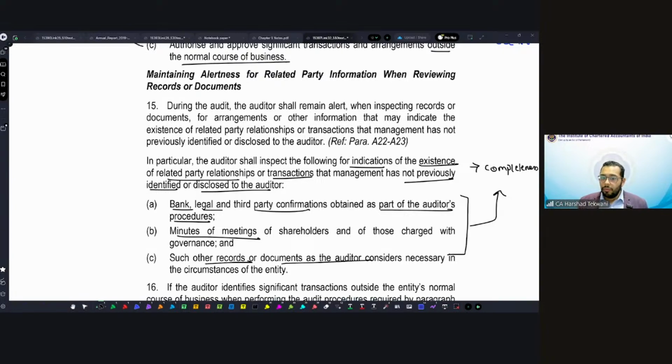Okay, now let's say, for example, you perform all these things. You perform the inquiry. You gather the related party transaction list and related party relationship list. You gather all the minutes, meeting books and records, everything. What else will you do?